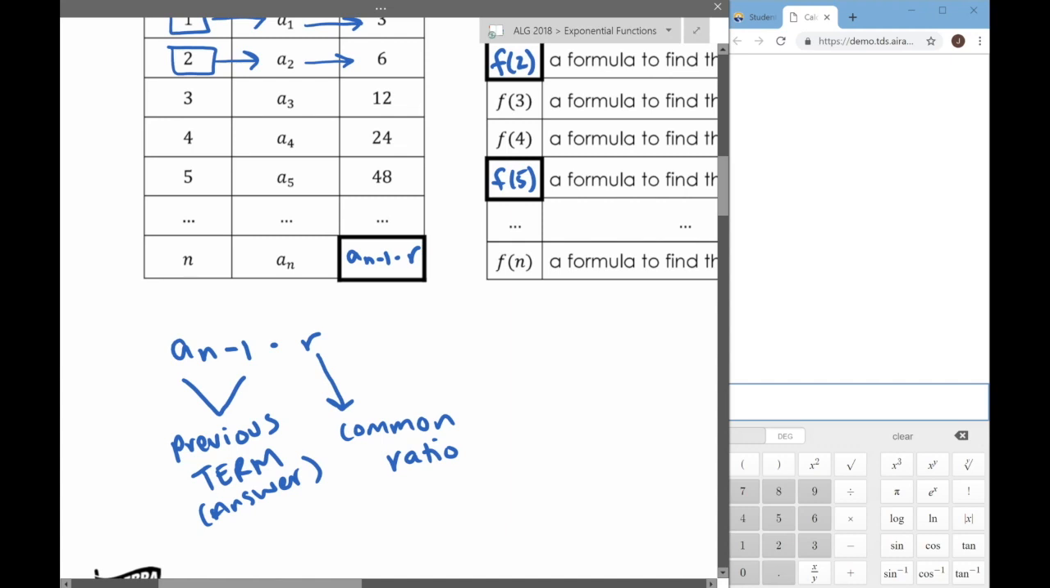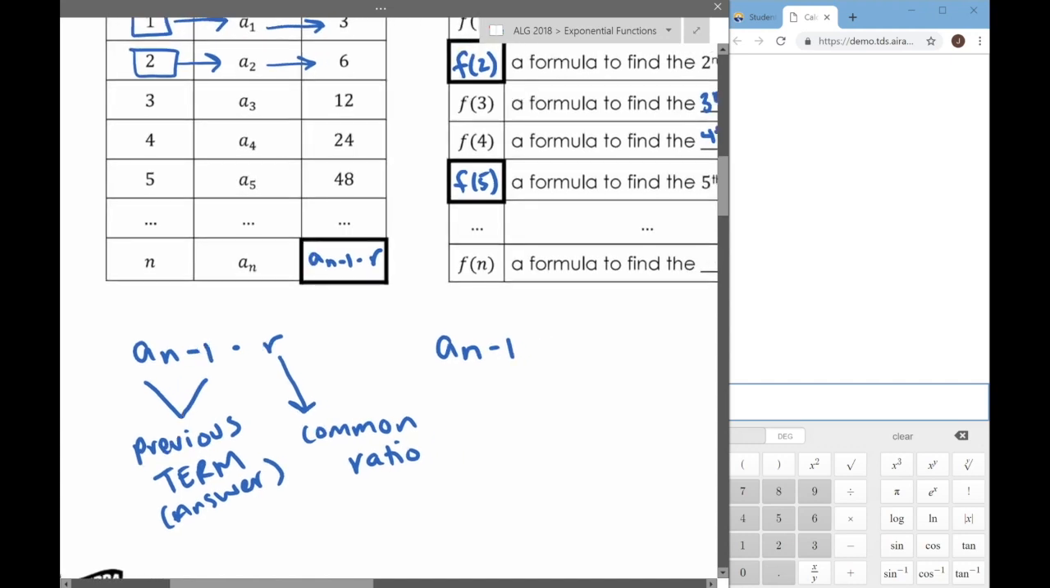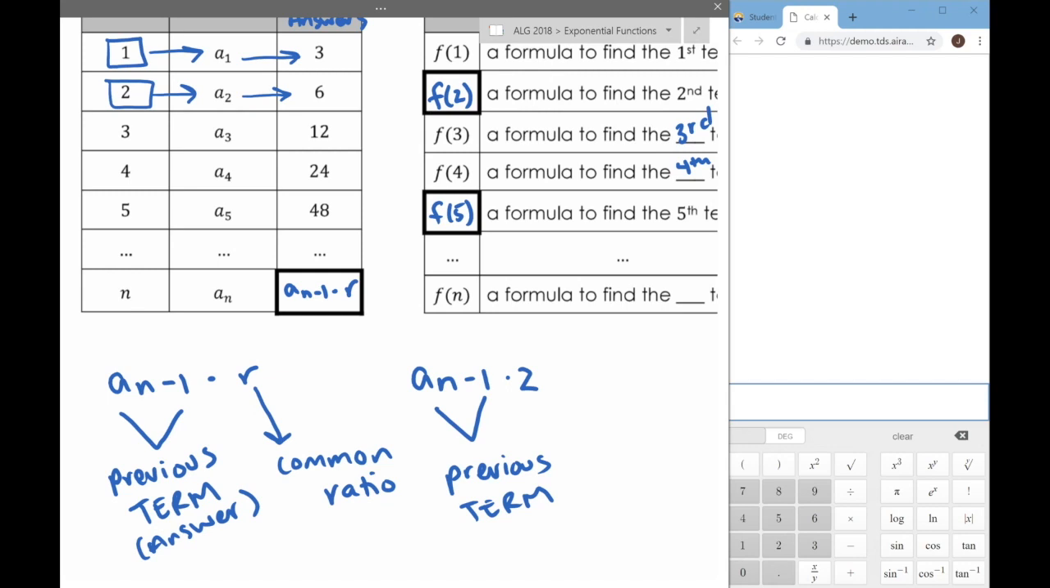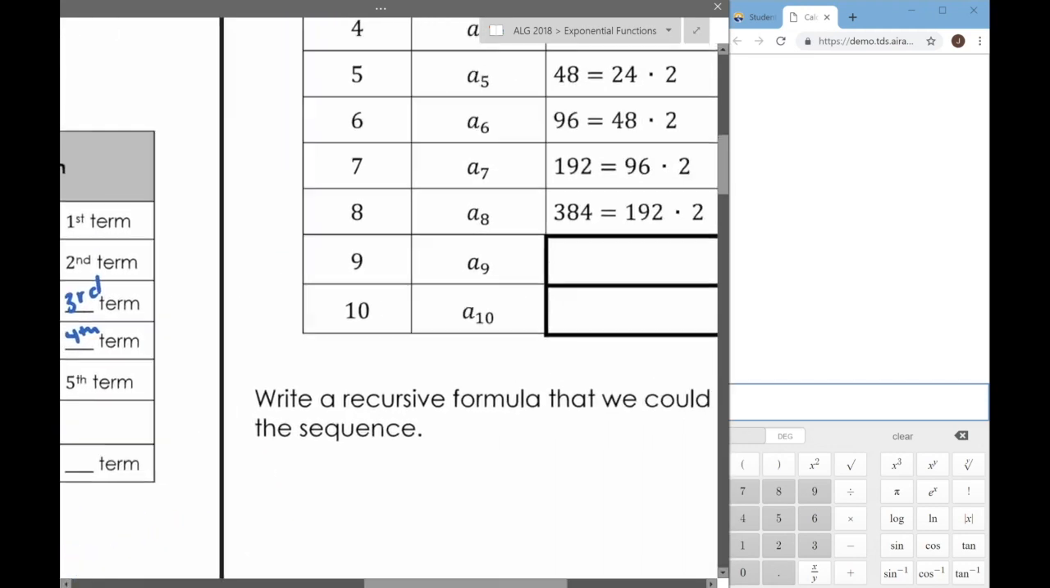And in this case, my formula would be written as a of n minus 1. And what is each number multiplying by? Well, it's multiplying by 2. So I would take the previous term times 2. And that's how I'd find the next number. So if I wanted to find the next number, it would be the previous term, which is 48 times 2, and that'll give me f of 6. Okay, so that's how you do recursive form.